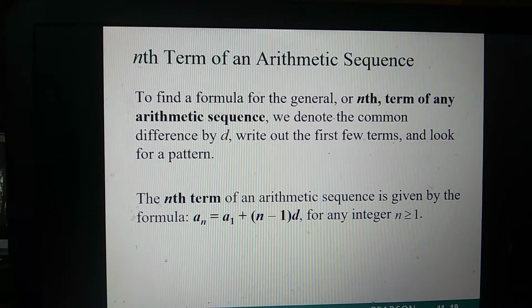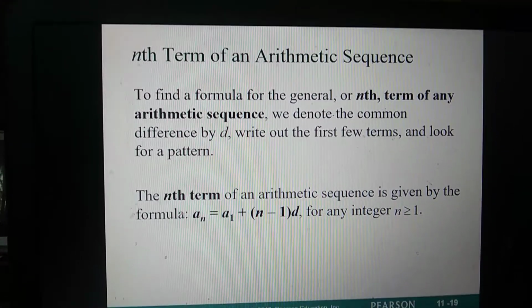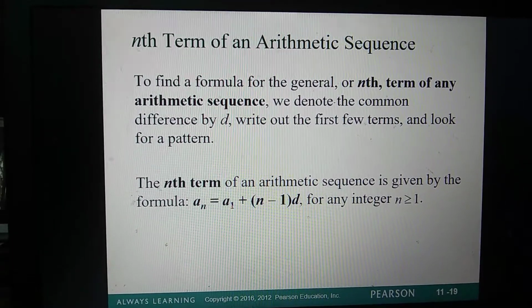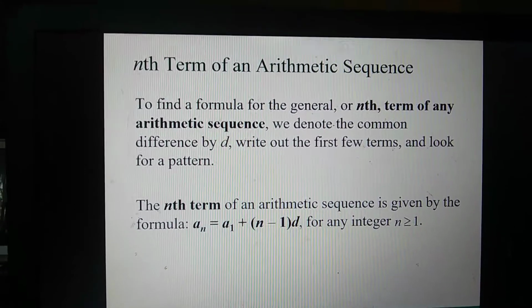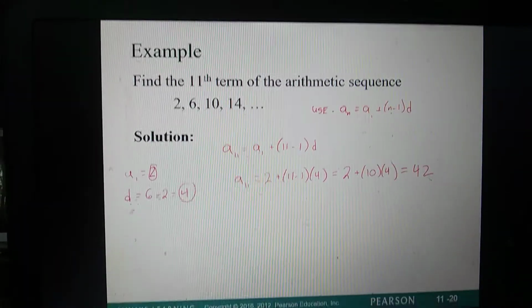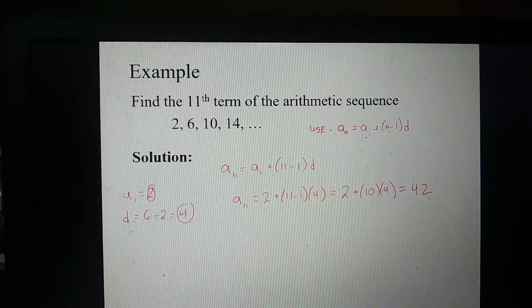So if you know it is an arithmetic sequence, you can find the nth term just by adding the first term to n minus 1 times the common difference. So you can see here, find the 11th term. So we're going to use that formula. You can see it up here.